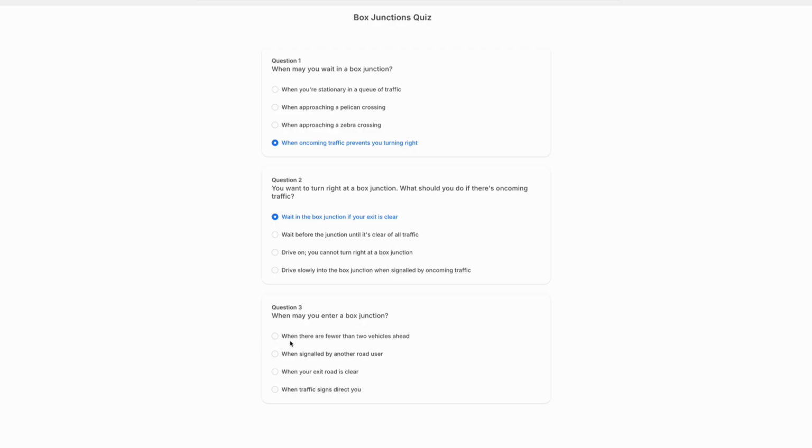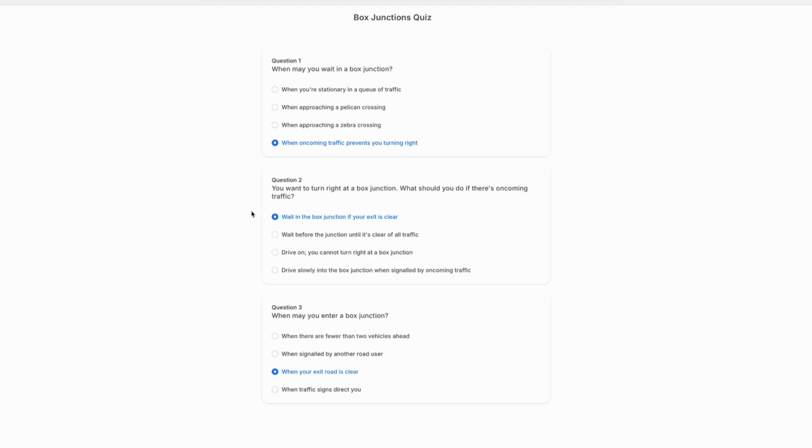So the answers for this: when there are fewer than 2 vehicles ahead, when signalled by another road user, when your exit road is clear, or when traffic signs direct you. So again, I'll give you a few seconds. We'll go ahead and answer the question with the correct answer, and that is when your exit road is clear. So before entering a box junction, whether you're going straight ahead, turning left, or even turning right, even if you might have to wait, you have to make sure that your exit road is clear. And that's the condition that you must fulfill before you enter the box junction.